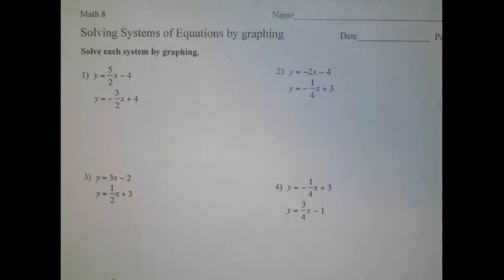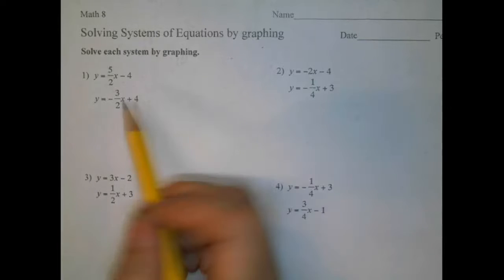Okay, so last week we introduced solving systems by graphing. And we went ahead and graphed two equations. And sometimes we had to do a little work. And today is going to just be more of the same. So it's kind of a refresher.